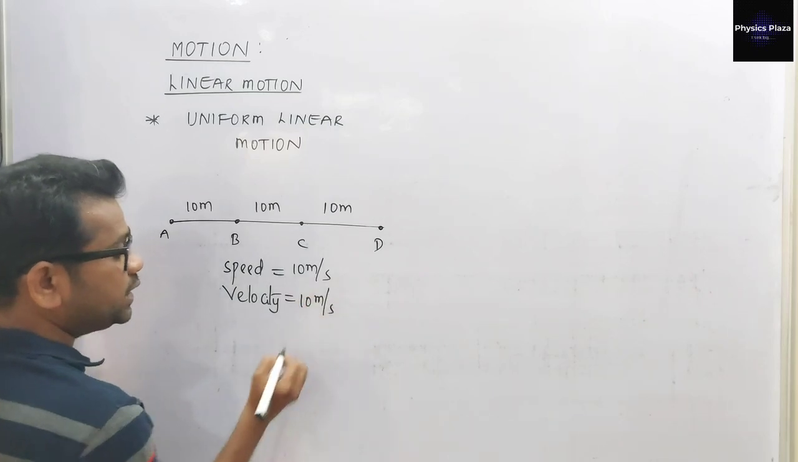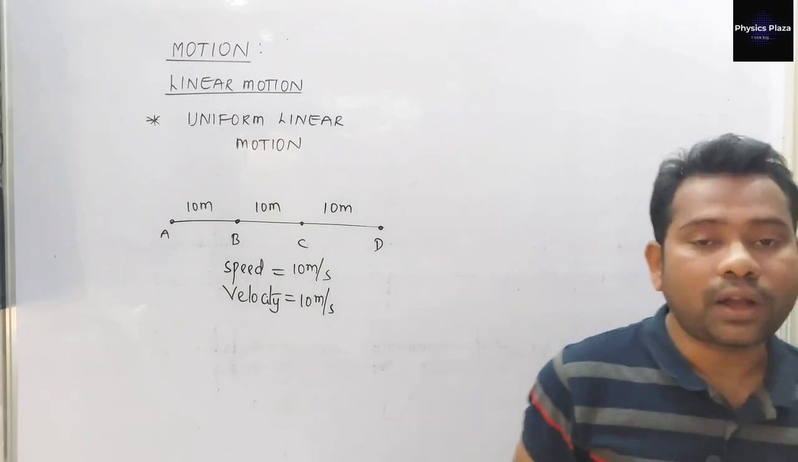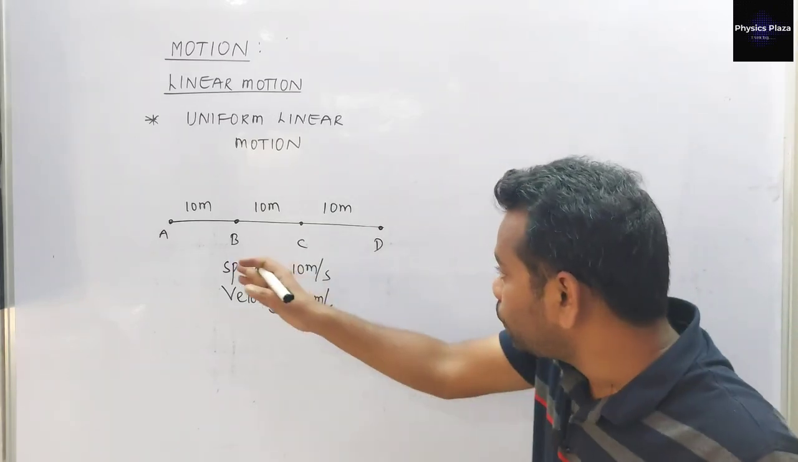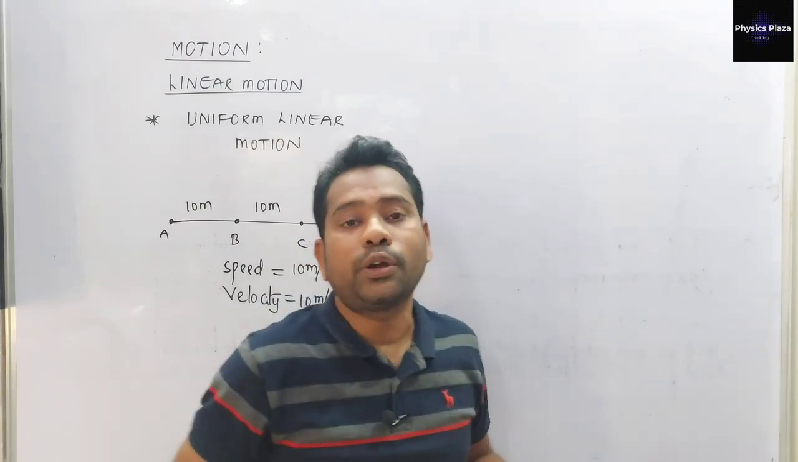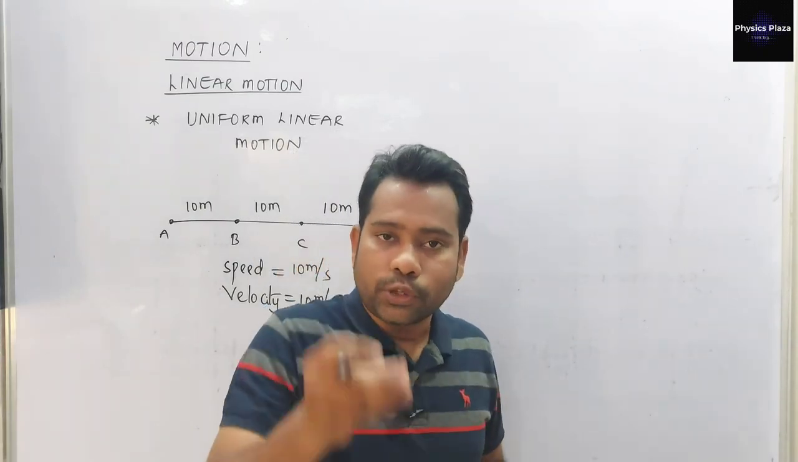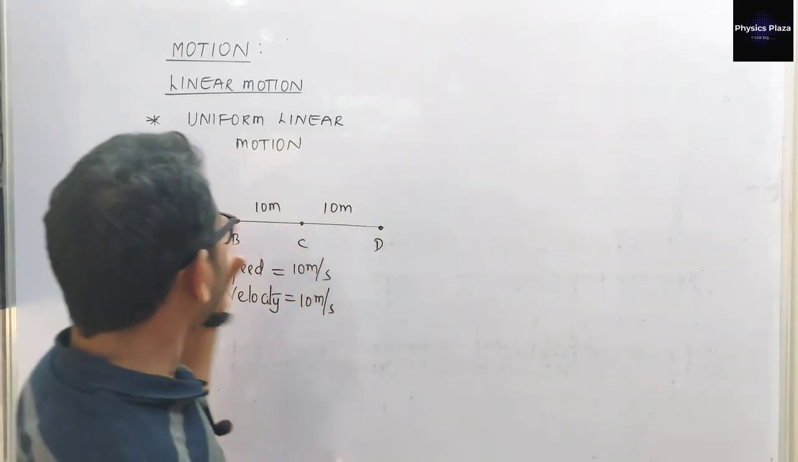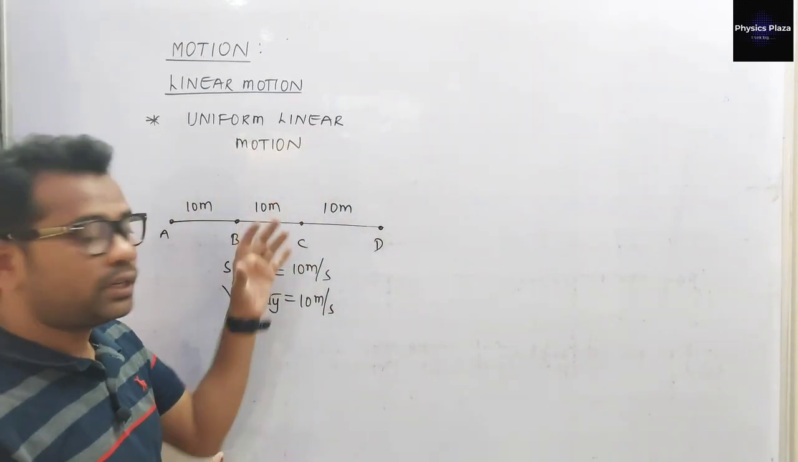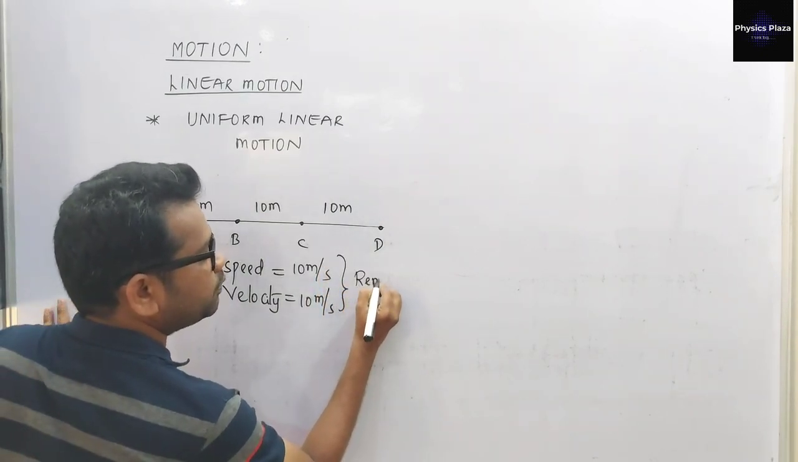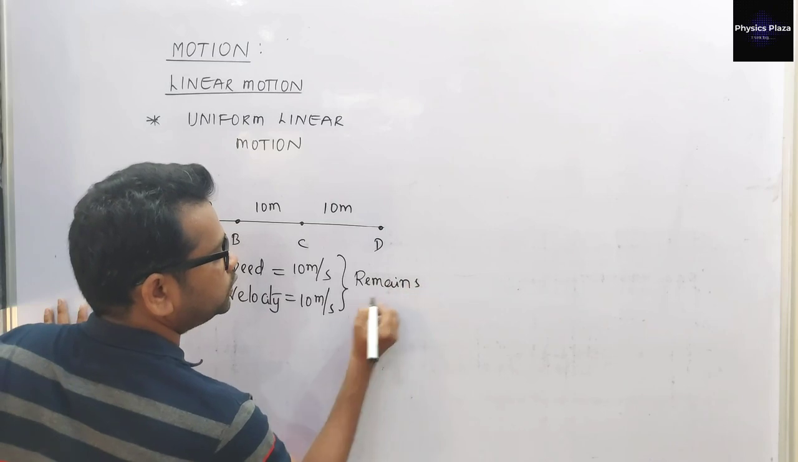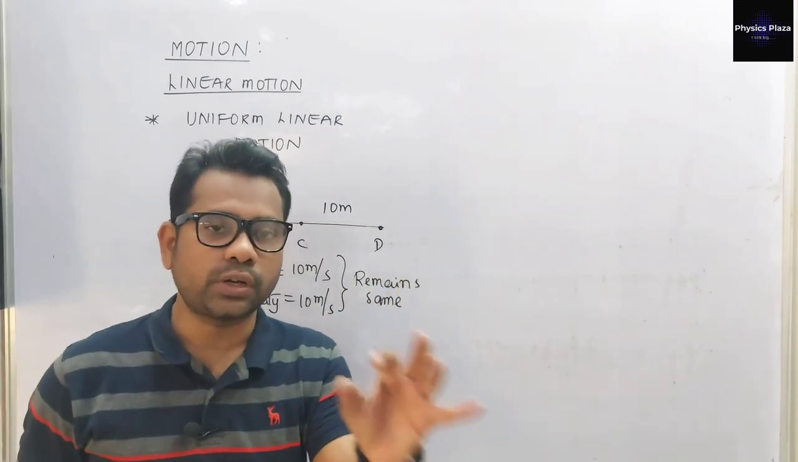Now my question is, is there any change in the velocity of the body? Obviously no. Why? Because it is going along a straight line path. So there is no point to say that there is a change in velocity. So magnitude and direction of velocity remain the same. So when a body is going in a uniform linear motion, then speed and velocity both remain the same. Very, very important. Speed and velocity both remain constant.